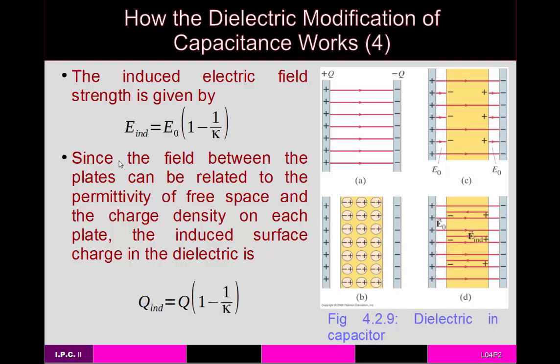So since the field can be related to the permittivity of free space and the charge density on each plate, we can also note that the induced surface charge in the dielectric is given by this equation. So this is effectively how much charge is going to appear along each surface if we were to treat this as just being a material that has charges on the surface like a conductor. So Q induced is Q times 1 minus 1 over kappa, just as E induced is E naught times 1 minus 1 over kappa.